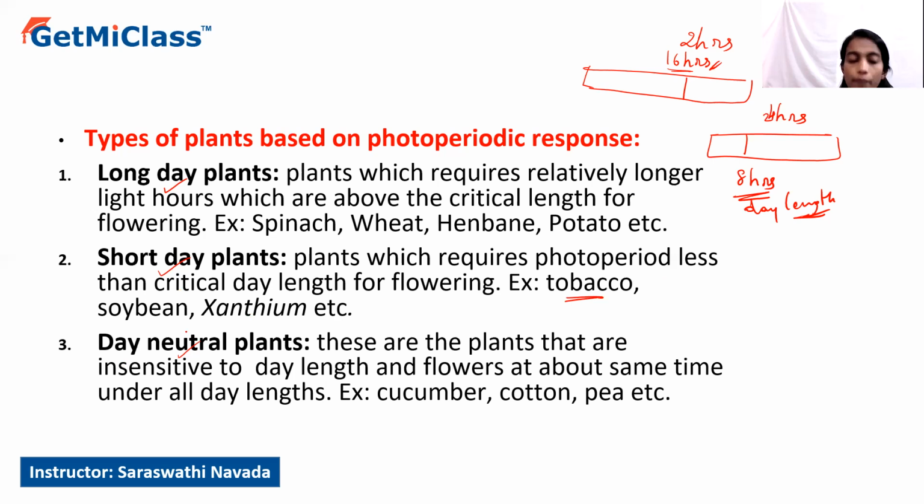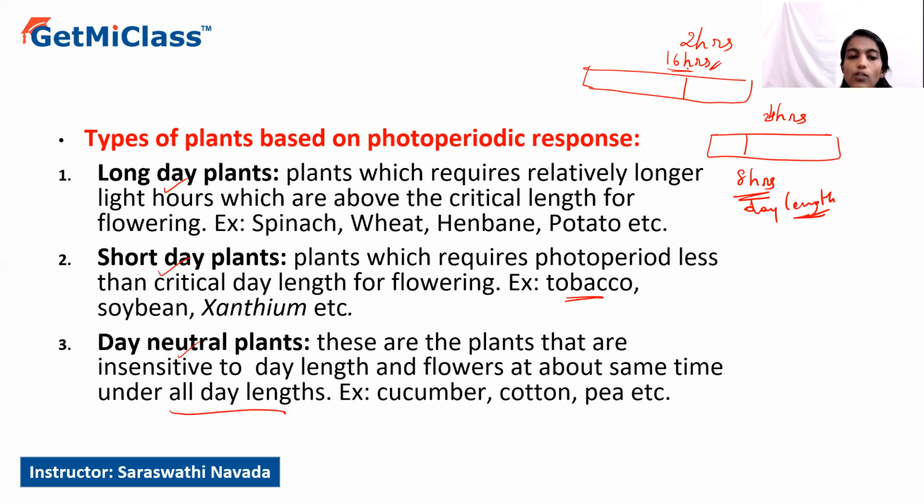And the next one is the day neutral plant. Whatever the day length may be, it is not going to affect the flowering period in these plants. These are plants that are insensitive to the day length and flower at about the same time under all day lengths. So such plants are called day neutral plants.